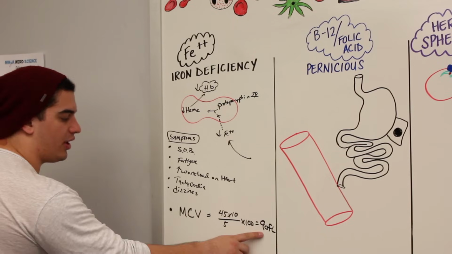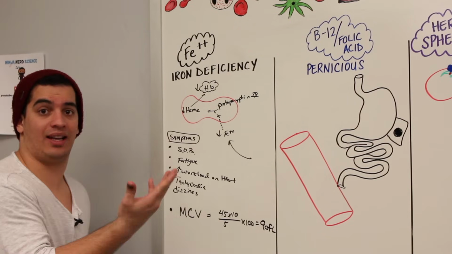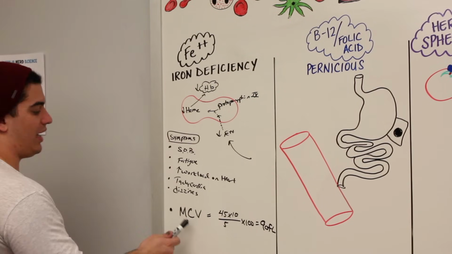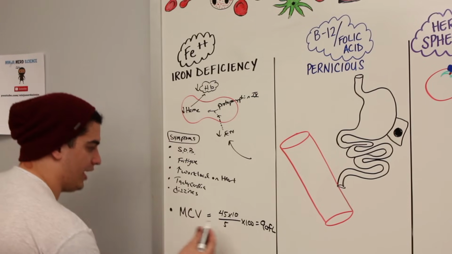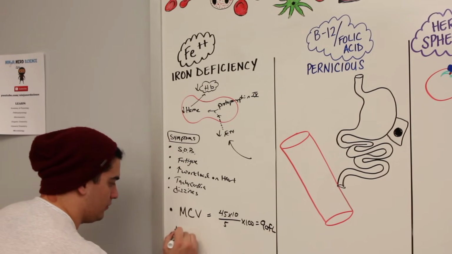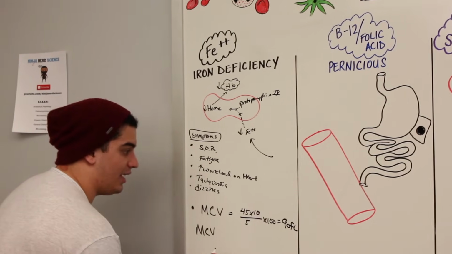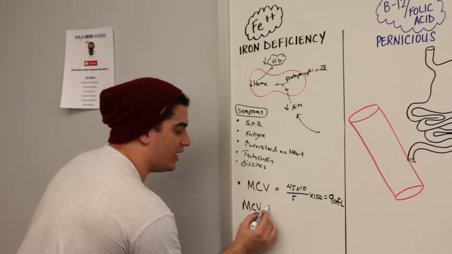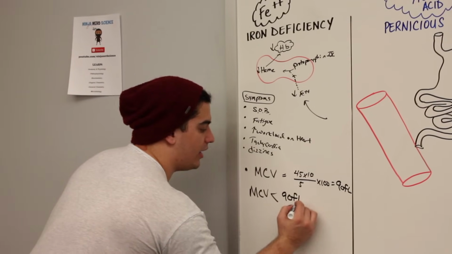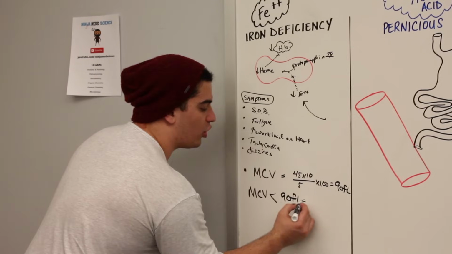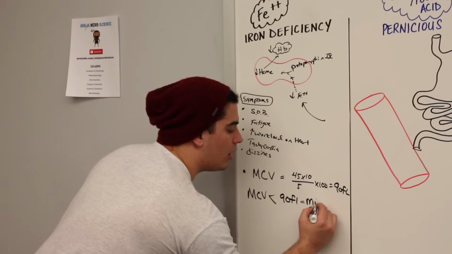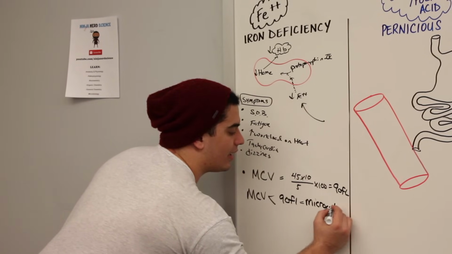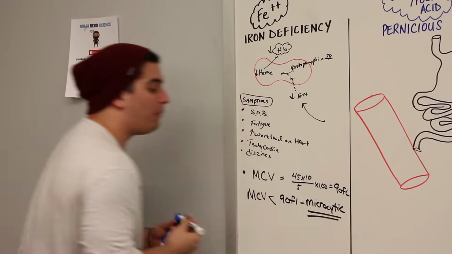Well, in these individuals, they're going to have a mean corpuscular volume less than 90 femtoliters, right? So that's what you would see. Whenever the MCV is going to be less than 90 femtoliters, we give it a term. It's called microcytic, or microcytosis.